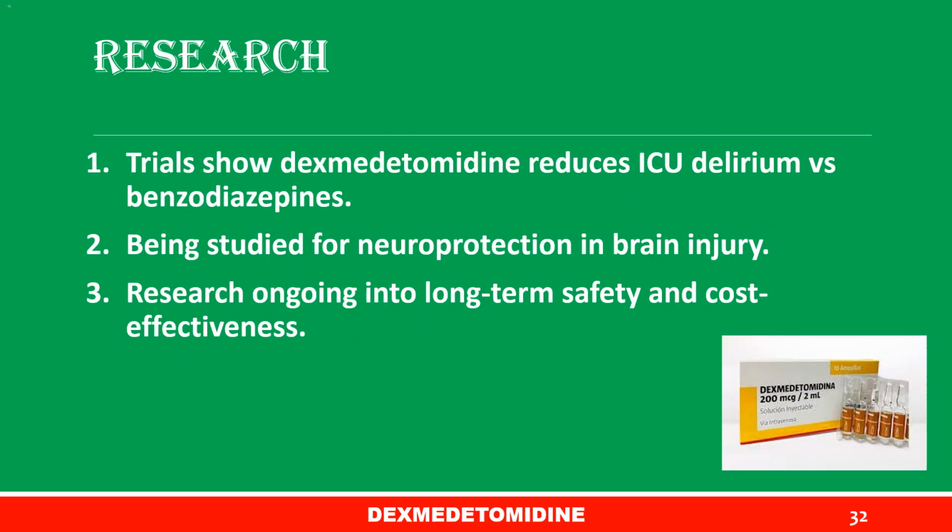Research on dexmedetomidine. 1. Trials show dexmedetomidine reduces ICU delirium versus benzodiazepines. Studies say dexmedetomidine causes less confusion in ICU than benzodiazepines. 2. Being studied for neuroprotection in brain injury. Researchers are looking at whether dexmedetomidine protects the brain in injury. 3. Research ongoing into long-term safety and cost-effectiveness. Studies are checking if dexmedetomidine is safe and worth the cost for long-term use.